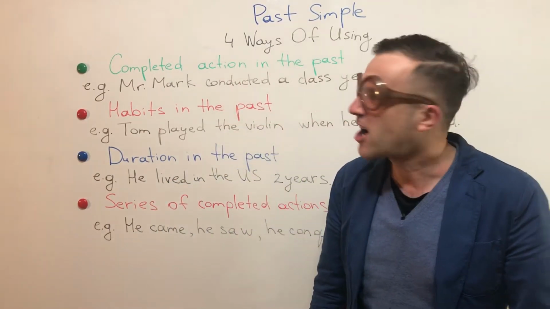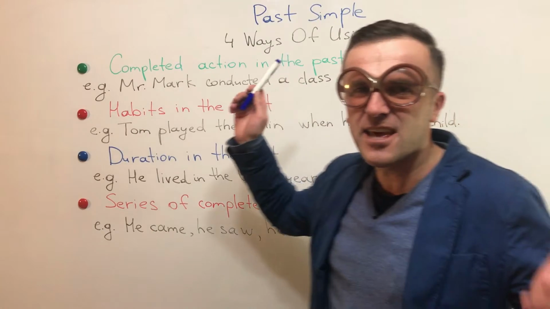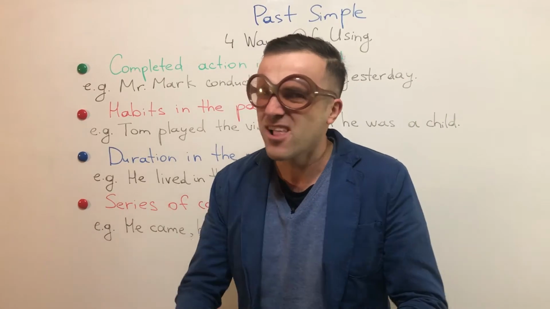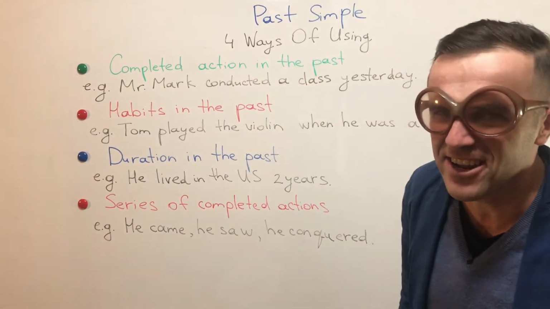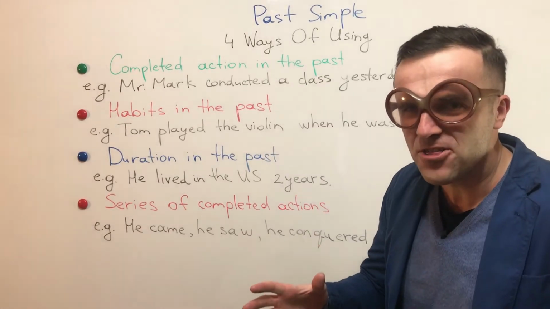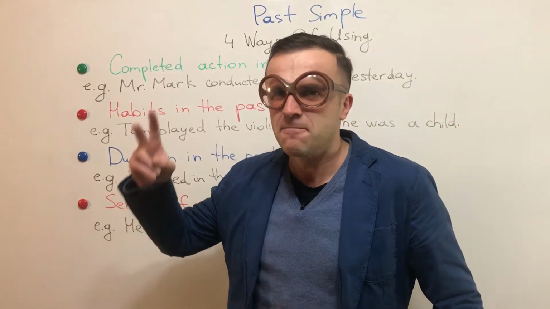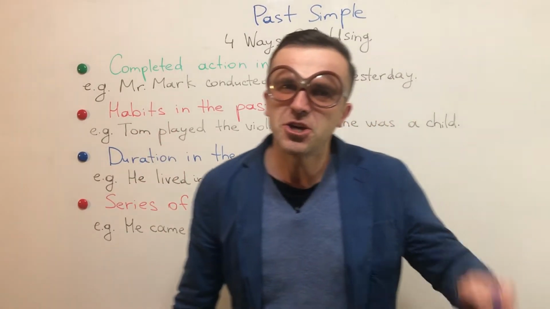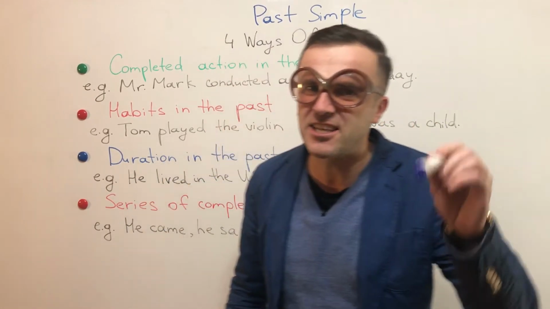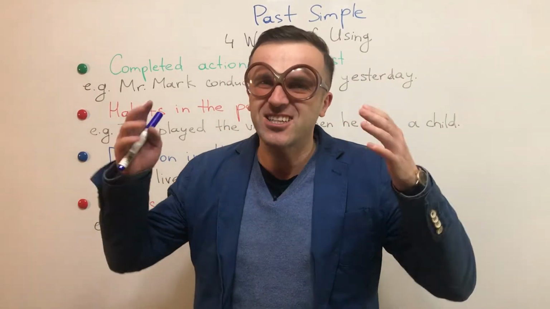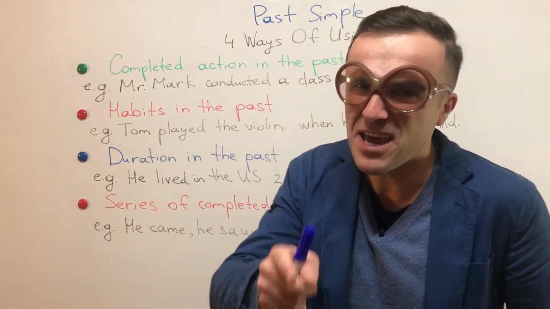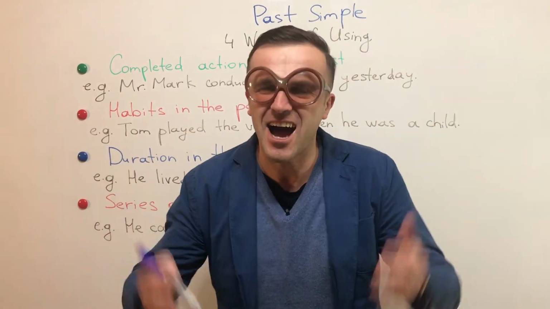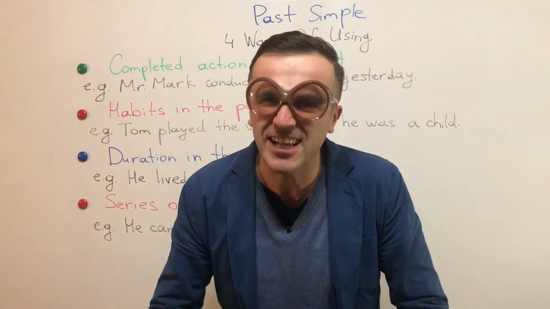So today we'll talk about 4 ways of using the past simple, and we'll start from the formula. The formula is very easy for you guys, very easy. You know that there are 2 types of verbs, regular and irregular verbs. About the irregular verbs, you can watch the video after this one, because if you don't miss my classes, you know all the forms of the irregular verbs.